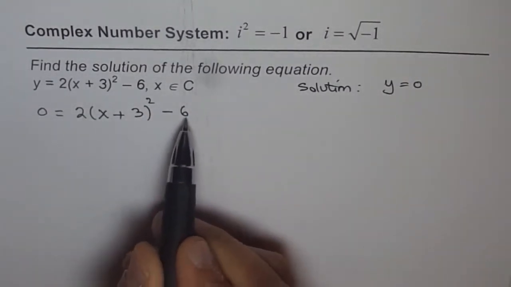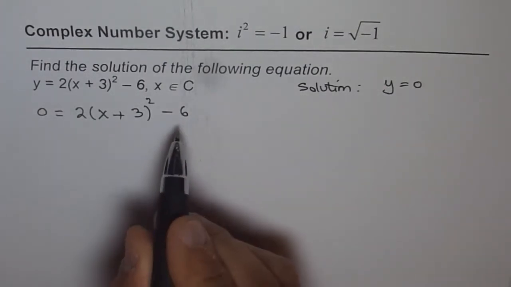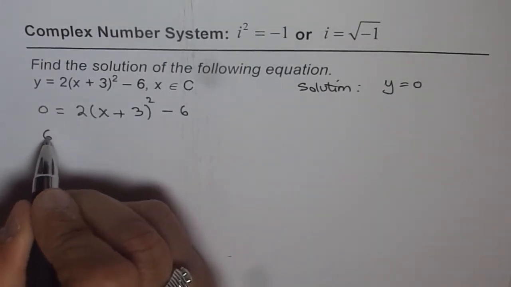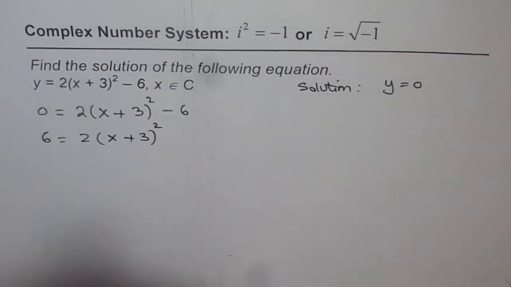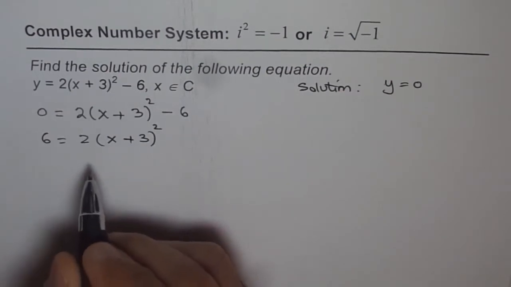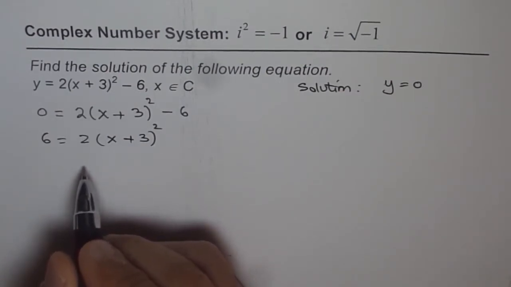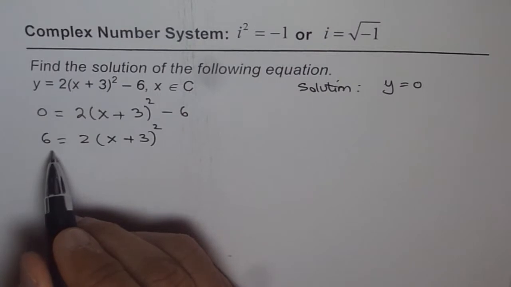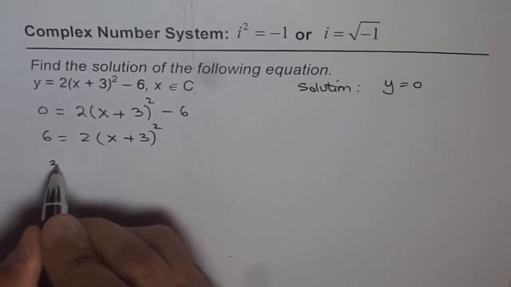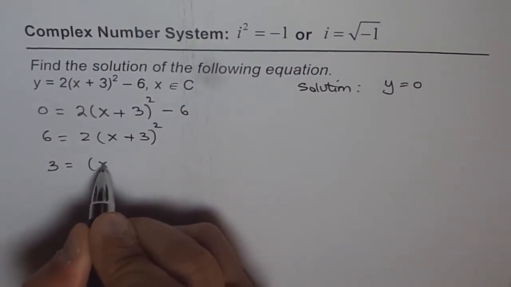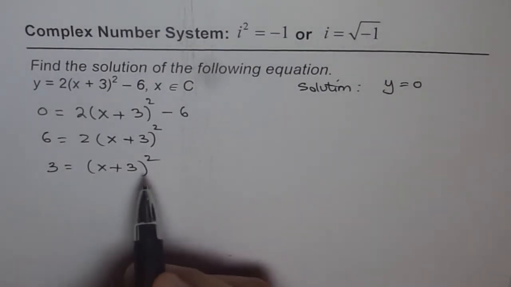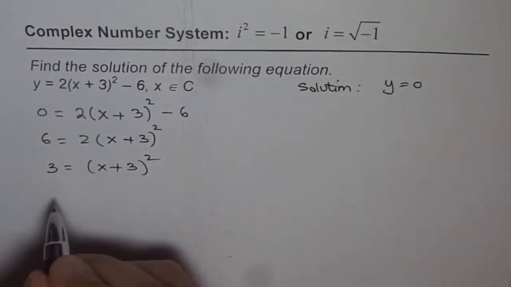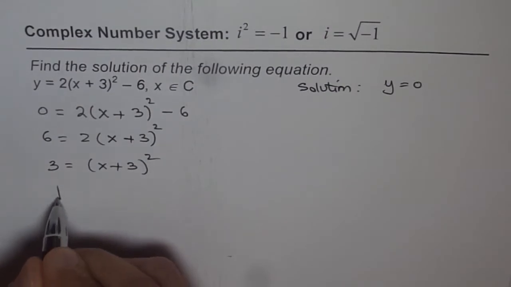The first step is to add 6 to both sides. When you add 6 to both sides, you get 6 equals 2 times (x plus 3) whole squared. So in the first step, we added 6. Now we have to divide by 2, right? When we divide by 2, we get 3 equals (x plus 3) whole squared. Now we can take the square root of 3.